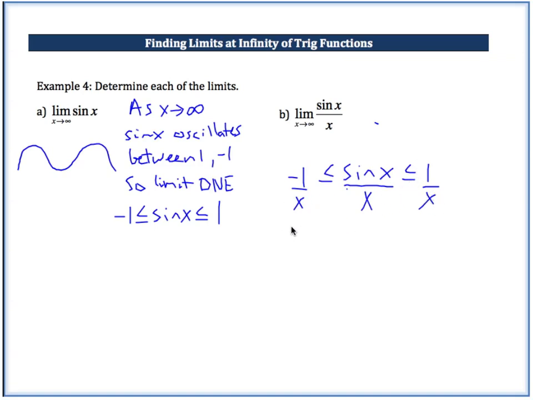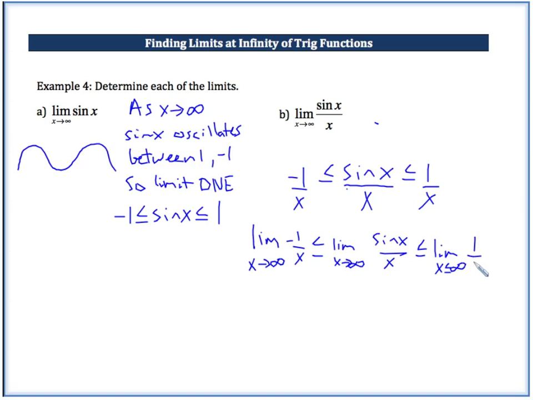Okay, and so what this tells me then is that the limit as x approaches infinity of -1 over x is going to be less than or equal to the limit as x approaches infinity of sine x over x, and that's going to be less than or equal to the limit as x approaches infinity of 1 over x. Well, the limit as x approaches infinity of -1 over x is 0. And the limit as x approaches infinity of 1 over x is also 0.